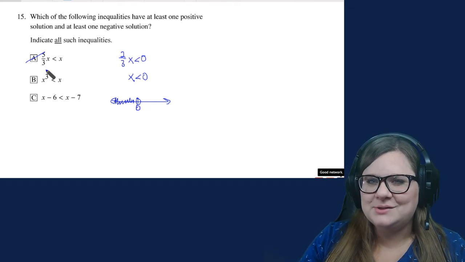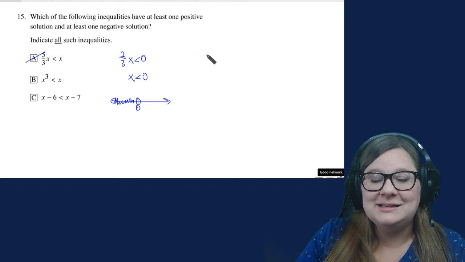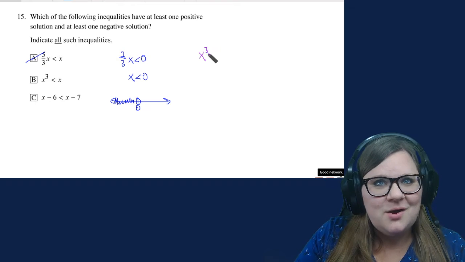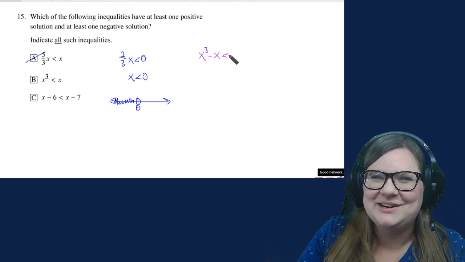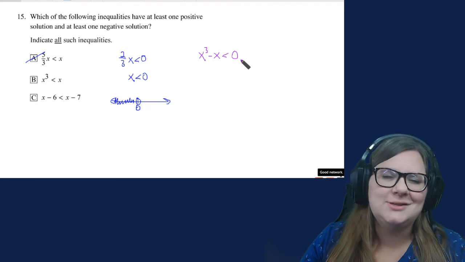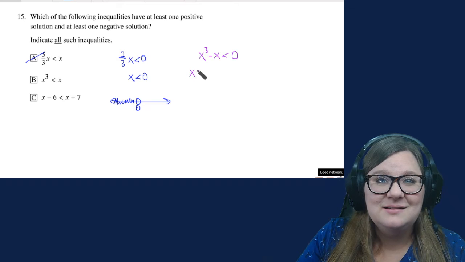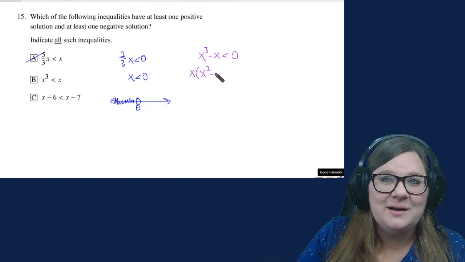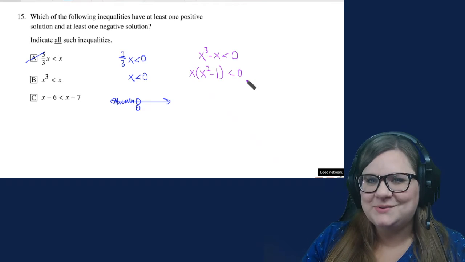Now let's talk about answer choice B. When we look at answer choice B, we have x cubed is less than x. I could subtract x from both sides and get x cubed minus x is less than 0. That's going to let me factor out the left side. Now, I have a greatest common factor of x, and that would give me x squared minus 1 when I do that. But one of the nice things about this is x squared minus 1 also factors.